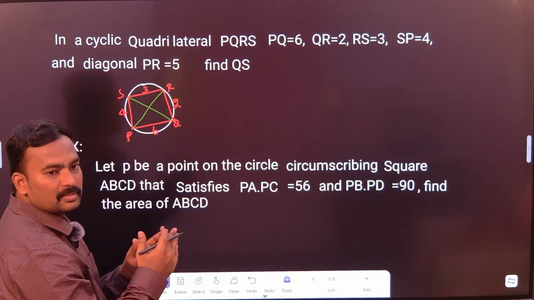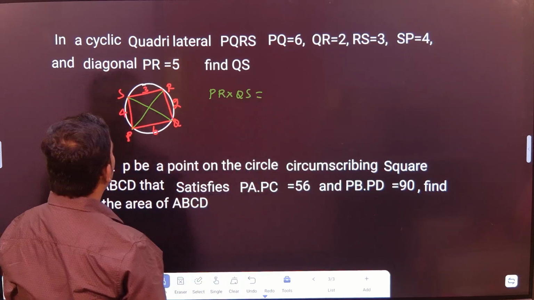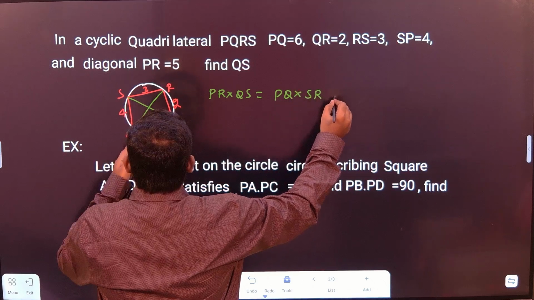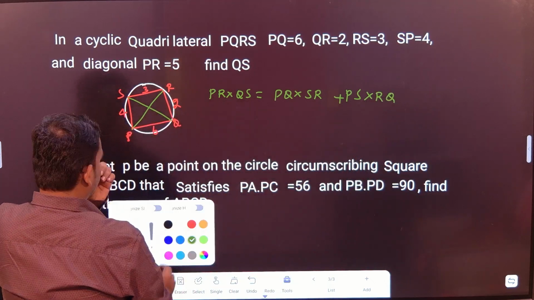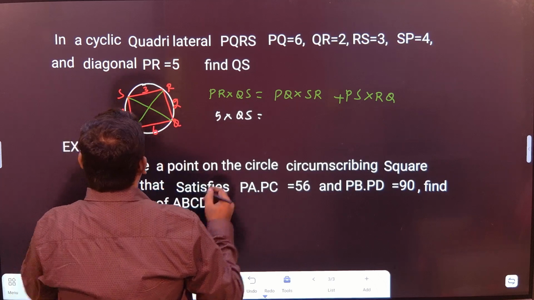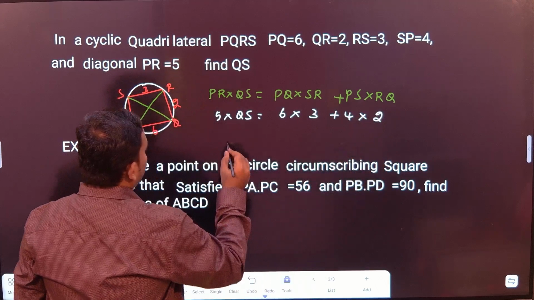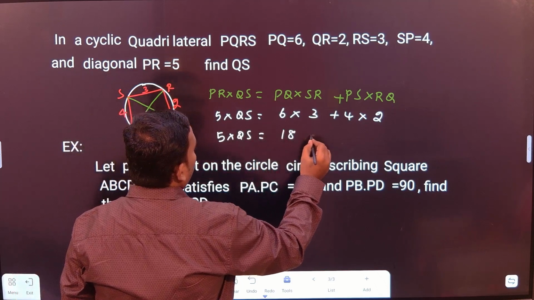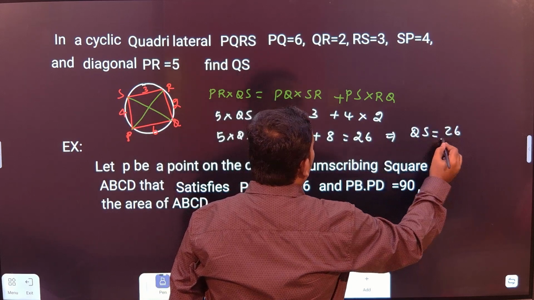So you have to use Ptolemy's theorem here. The product of the diagonals: PR into QS is equal to, let's take the opposite pairs, PQ into SR, and PS into RQ. What is PR? PR is given as 5, into QS, we need to find out. PQ is 6, SR is 3, plus PS is 4 and RQ is 2. Therefore, 5 into QS equals 18 plus 8, this is 26. So therefore QS equals 26 by 5 is your answer.